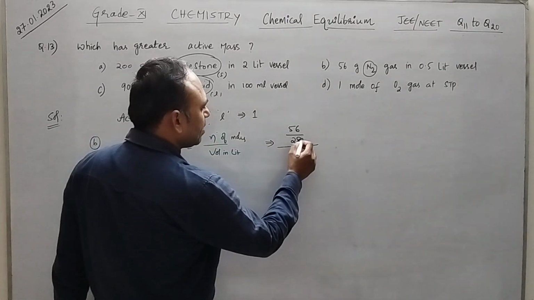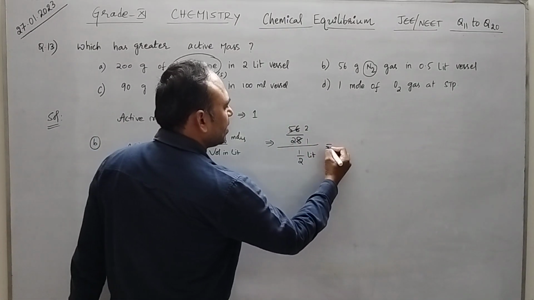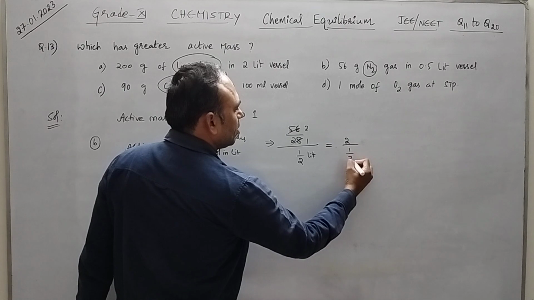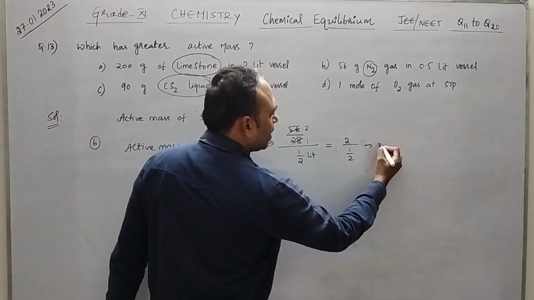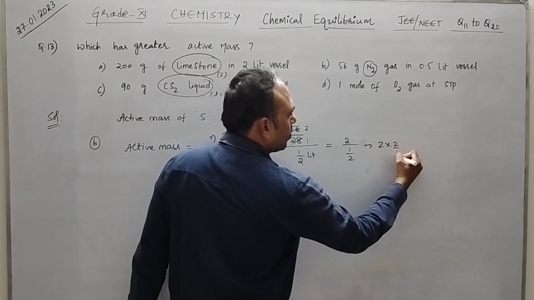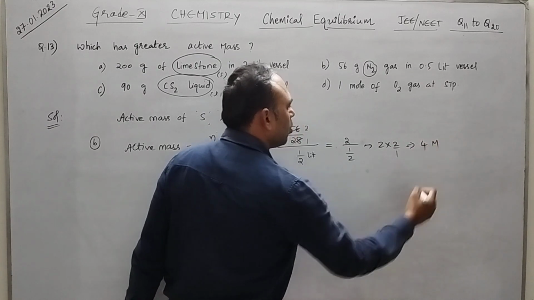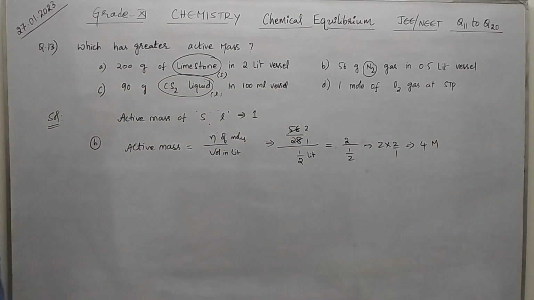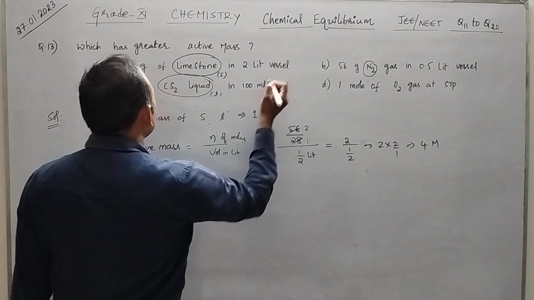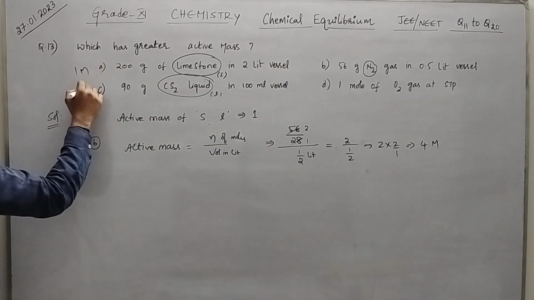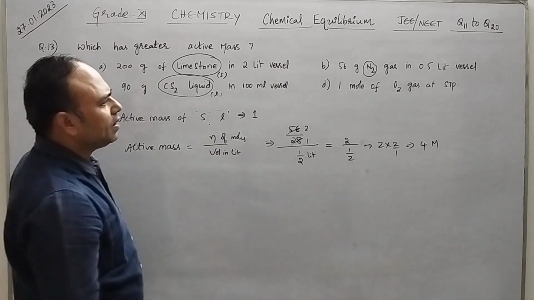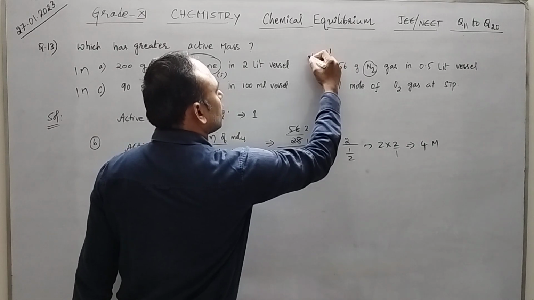Now if you calculate this, 28 ones and 2, so that is equal to 2 by 1 by 2. So if it comes to numerator, you get 2 into 2 by 1, hence we get 4 molar. The concentration is 4 molar. Earlier here it is 1 molar, and here you are getting 4 molar.